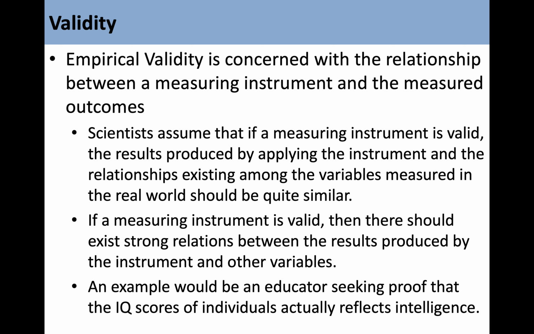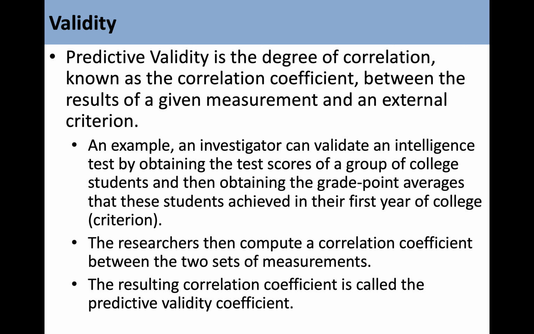If a measuring instrument is valid, then there should exist strong relations between the results produced by the instrument and other variables. An example would be an educator seeking proof that IQ scores of individuals actually reflect intelligence. And of course, there are ways of trying to determine this, and we're going to talk about that.